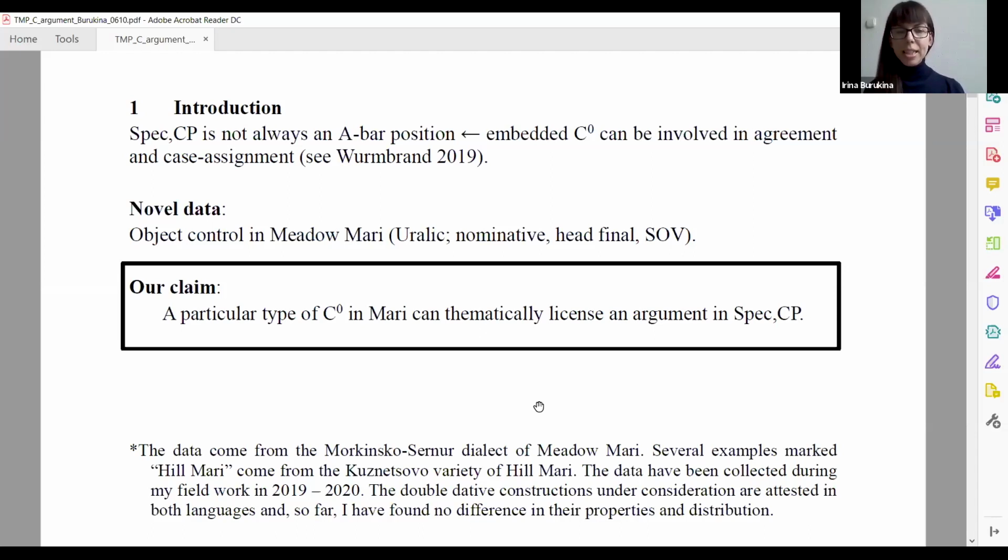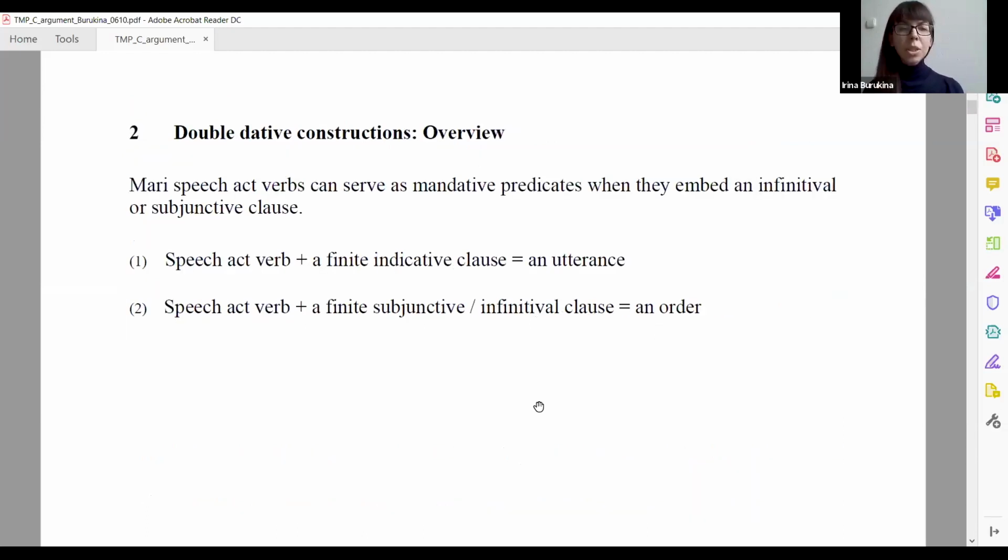Okay, and I will mostly show you data from Meadow Mari, but I will also show you a couple of examples from Hill Mari. And so far I found no difference between the two languages when it comes to this particular construction that I will be talking about. So I will talk about embedded clauses under speech-act verbs.